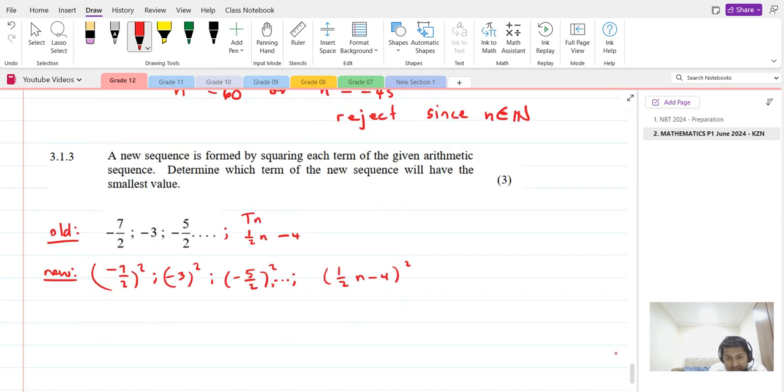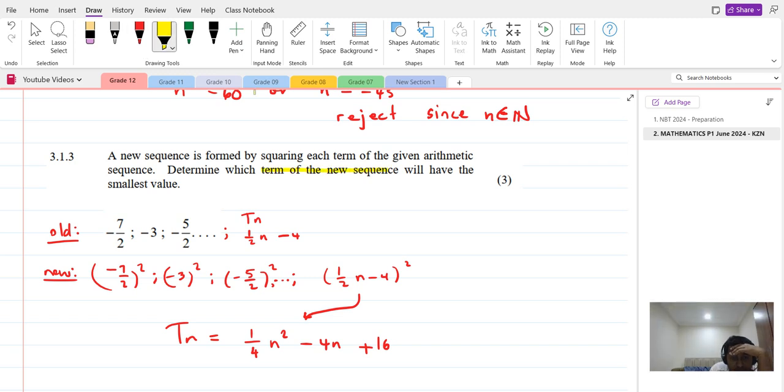So the new sequence Tn formula will become a quadratic. Tn will now become, simplify this, half n minus 4 squared. So if you simplify this, you're going to get a quarter n squared. Half times minus 4 is minus 2, times 2 is minus 4n, since I'm squaring this binomial, plus 16. So determine which term of the new sequence will have the smallest value.